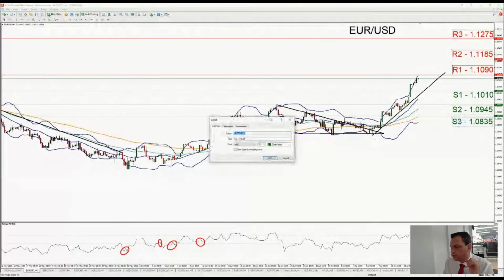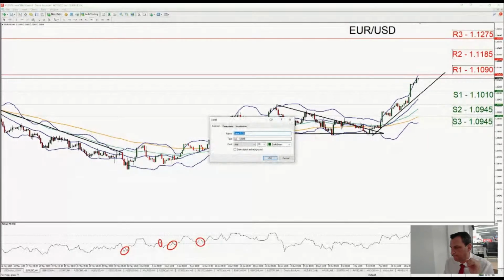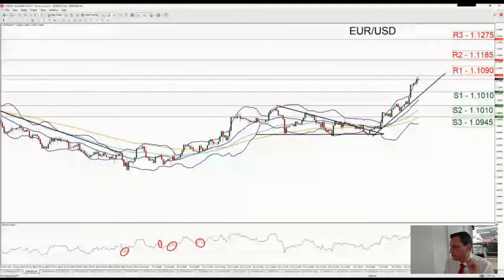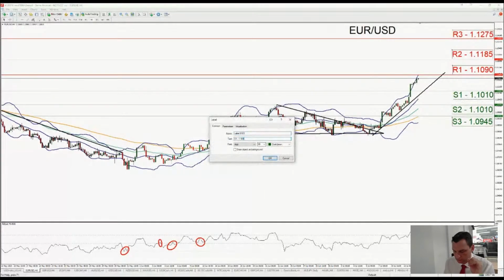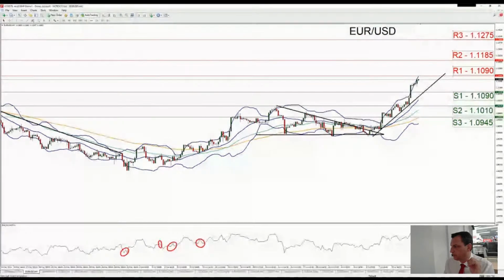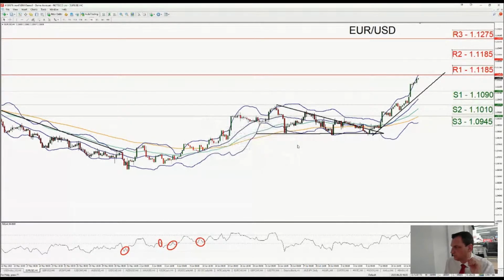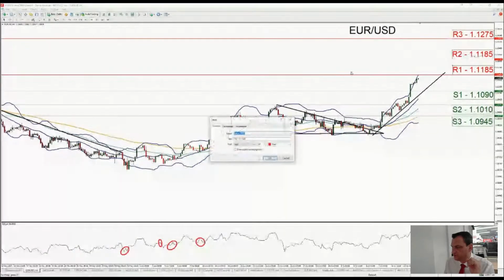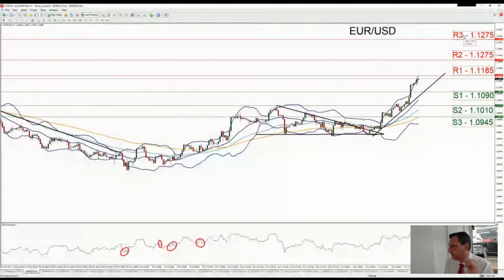Starting with the S3 at 1.0945. The S2 at 1.1010. The S1 at 1.1090. The R1 at 1.1185. The R2 at 1.1275. And the R3 at 1.1395.